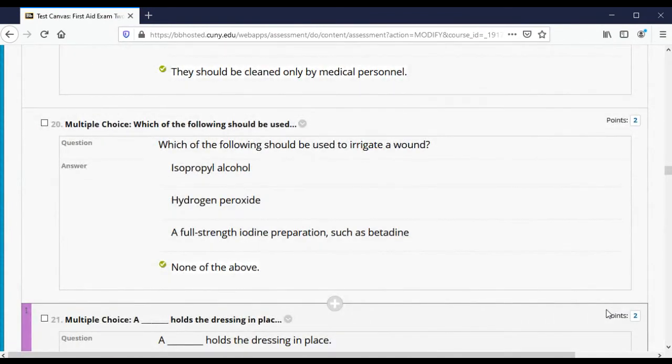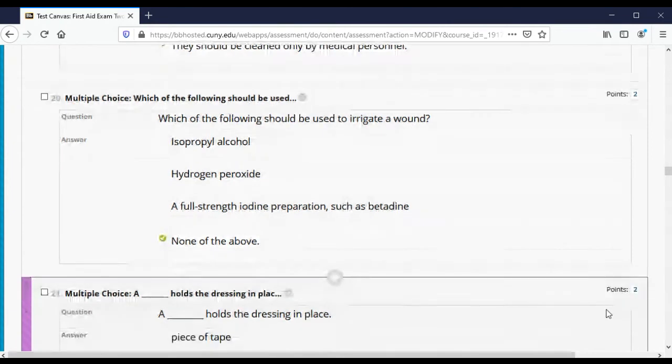The following should be used to irrigate a wound if you so decide that it's appropriate. And the only wounds that really should be irrigated by first aid personnel are superficial abrasions, if anything. So isopropyl alcohol, not a good idea. Hydrogen peroxide and full-strength iodine preparations such as Betadine, well, that'll actually cause more healthy tissue damage. So the answer is none of the above. If you are going to irrigate a wound, the best thing to use is just regular water. Tap water is fine, as long as it's not a deep wound like a laceration or an avulsion.